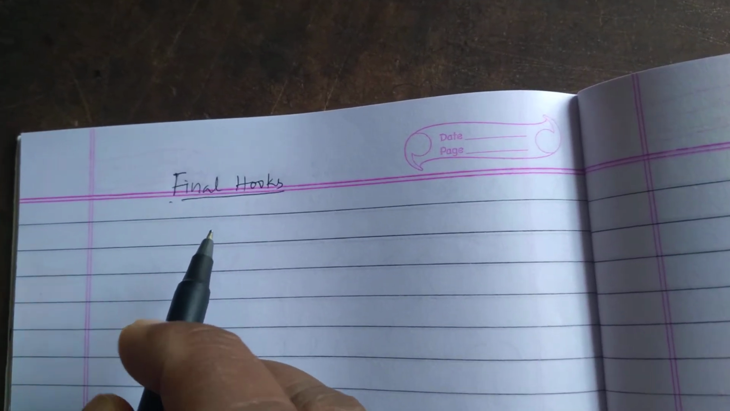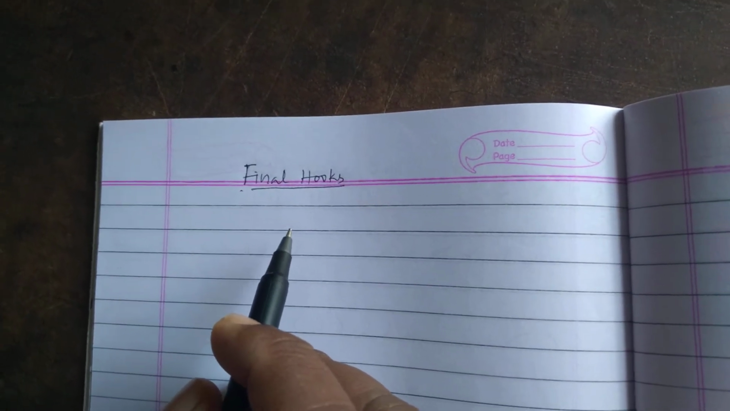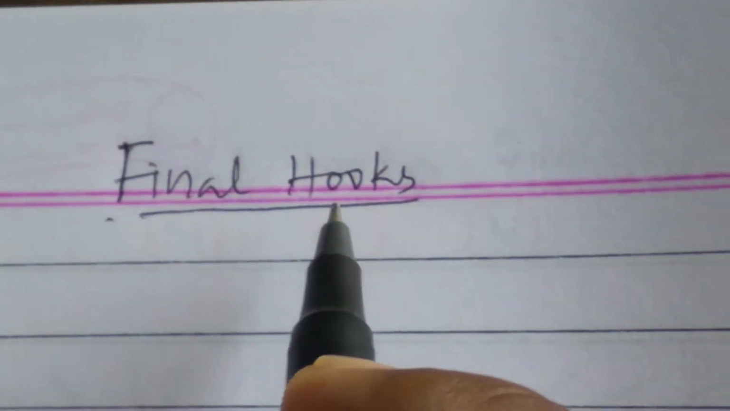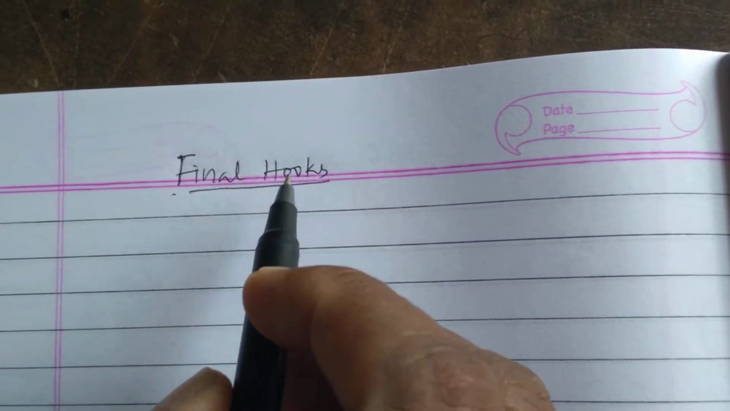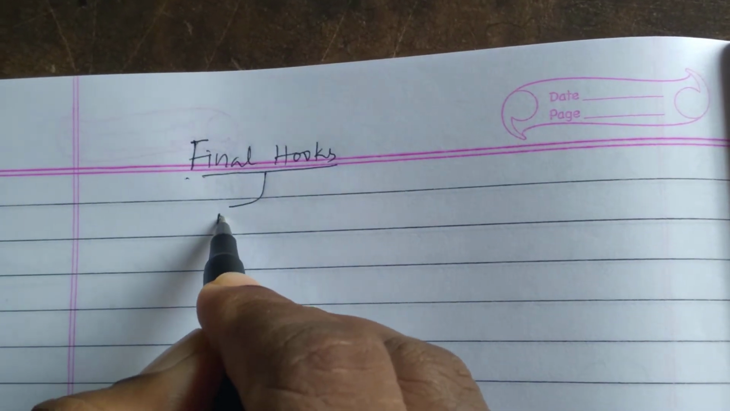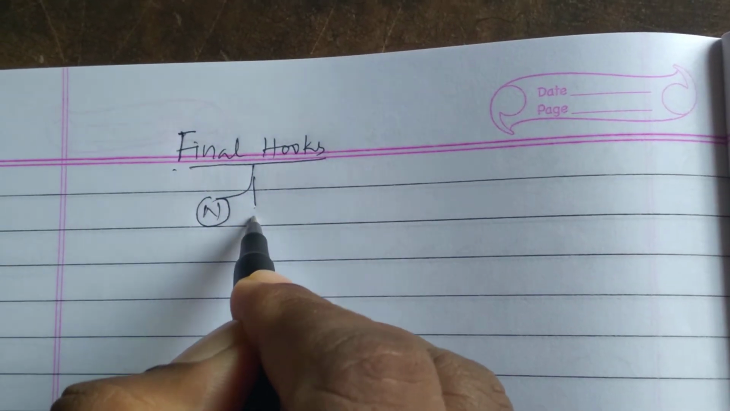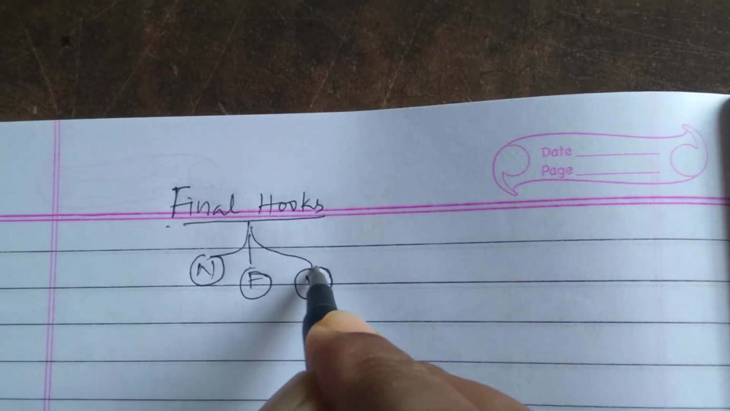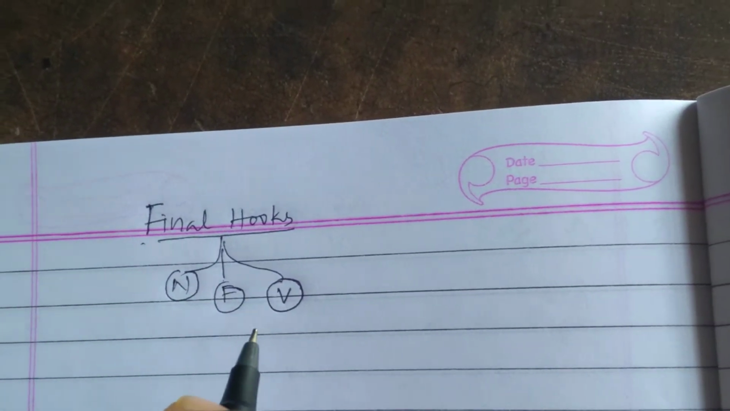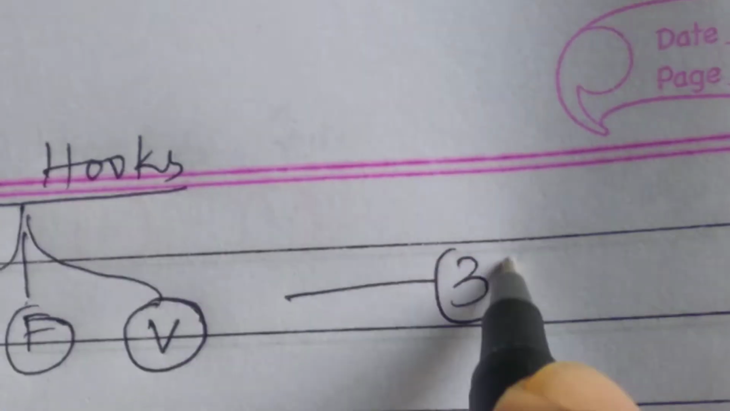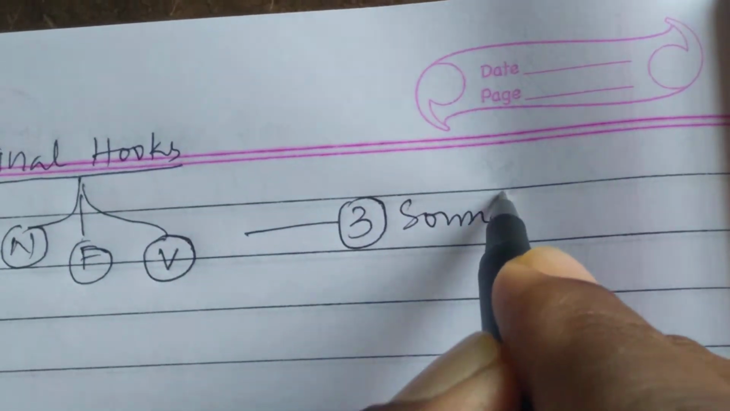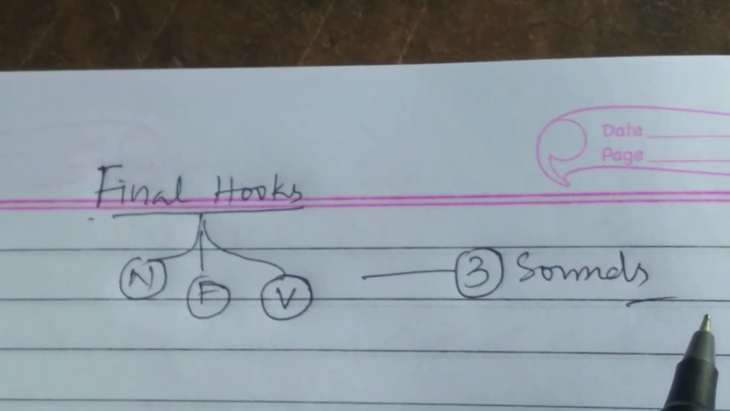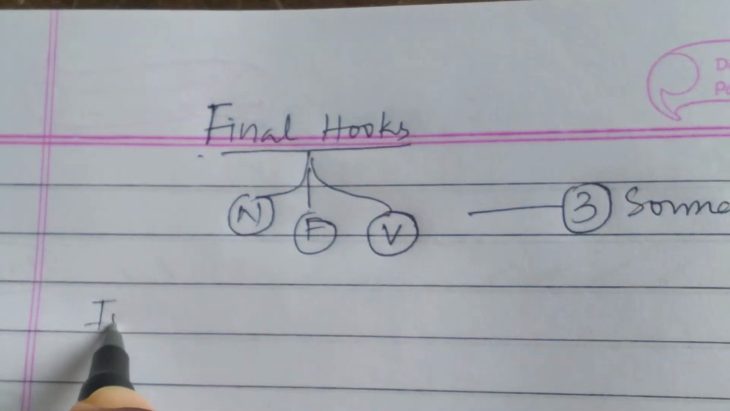My dear friends, now we are going to learn final hooks. What does it mean? Final hooks means a few sounds given, like N sound, F sound, and V sound. Here we have three sounds in final hooks. Before this, we have to discuss initial hooks also.